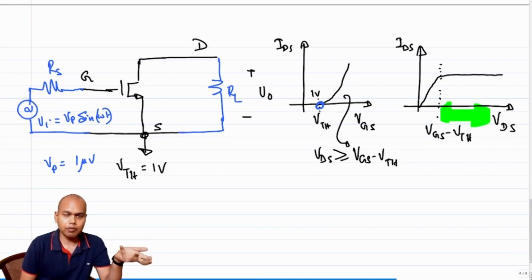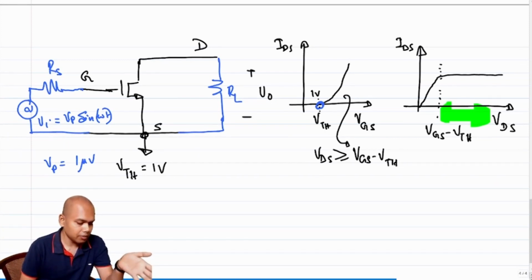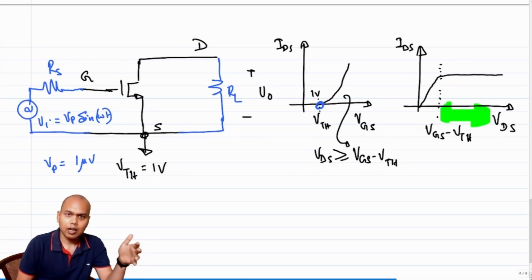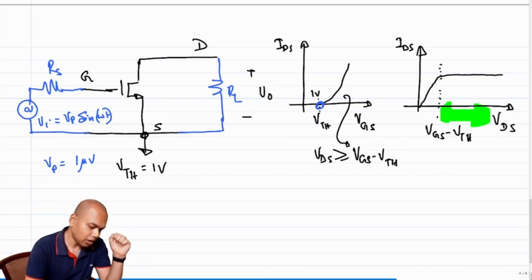What is the GM or what is the Y21? Y21 is nothing but the slope of the IDS versus VGS characteristics, and clearly the slope is increasing as we go at higher VGS, right? So ultimately maybe we would want to operate somewhere over here, right?